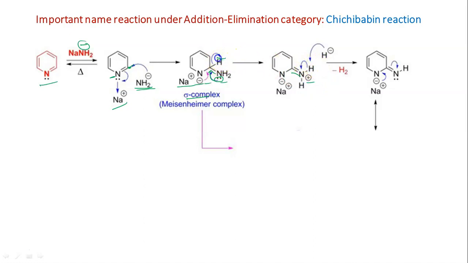Now here this hydrogen is removed as H minus. So this H minus is now capturing one of the hydrogens. So nitrogen will be neutral again. See, nitrogen is neutral. And this is N minus Na plus, still like that. So this is the way if you follow the blue colored arrow.